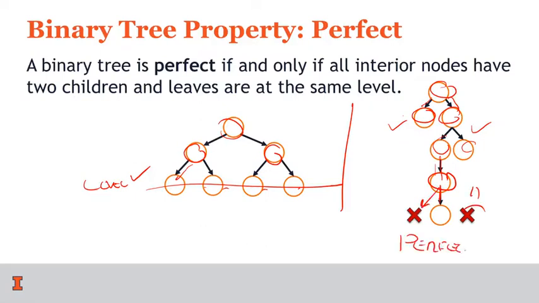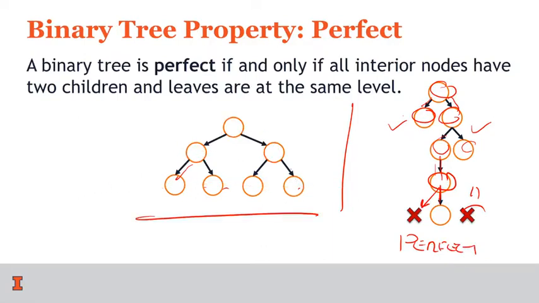Notice that we can also look at a slightly different version of this first tree that we examined. Suppose I removed this rightmost leaf. Is this tree still perfect? This tree is no longer perfect because notice an interior node has just 1 child.